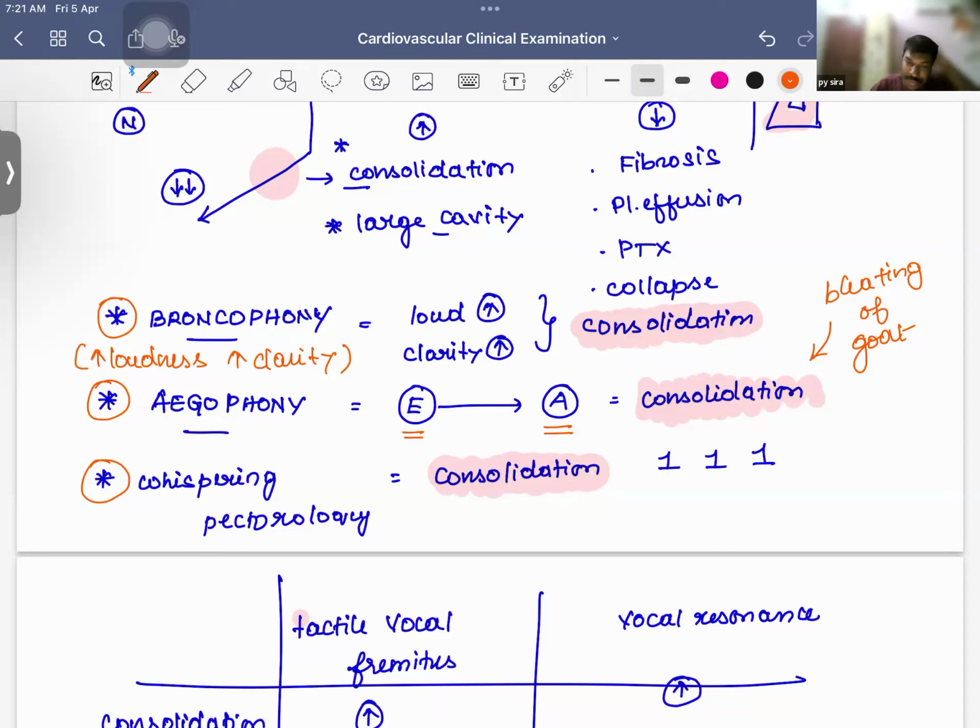The last one is whispering pectoriloquy, where the patient whispers the sound and you feel as if the patient is whispering in your ear, in the earpiece. Bronchophony is as if they are talking in the diaphragm of the stethoscope. So these are a few important things for your exam.